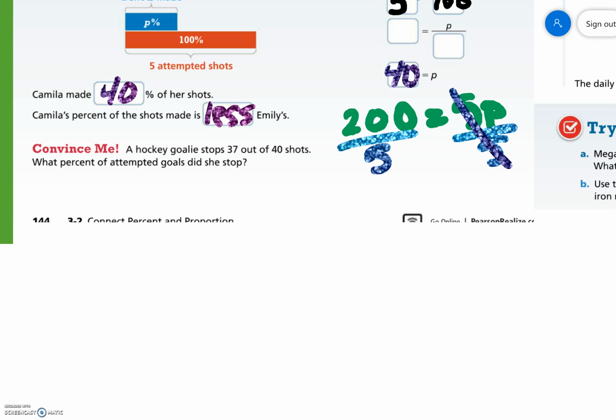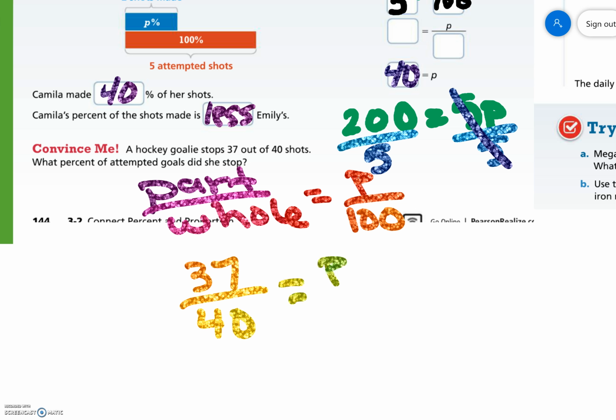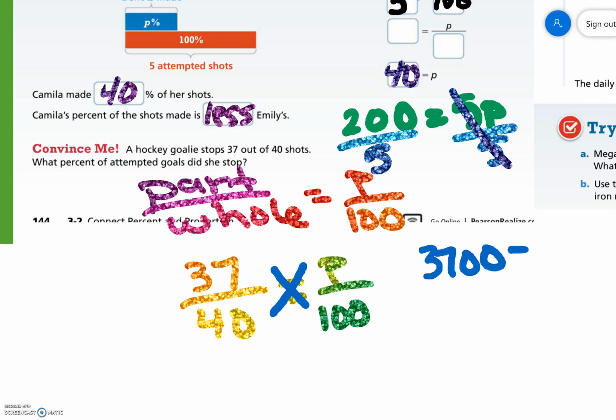A hockey goalie stops 37 out of 40 shots. What percentage of attempted goals did she stop? So remember, we're doing part over whole equals percent always over 100. So the part is 37 over the whole of 40, which is equal to, we don't know what the percentage over 100. So the first step is to cross multiply. So we get 3,700 equals 40p.